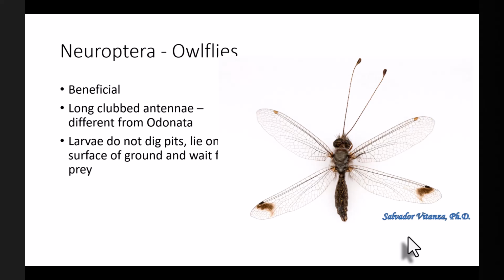And then seniors also need to know owl flies. Owl flies are kind of similar to antlions, but they have a bigger head, bigger eyes, and much longer antenna. They have a long clubbed antenna, which means they have a ball at the end, which makes them look different from the Odonata group because they also look like dragonflies and damselflies, but having the long antenna is the big difference. Their larvae don't dig pits like the antlions do. Instead, they lie on the surface of the ground and wait for their prey, or they might be found on plant material. So they have a different niche than your antlions have.